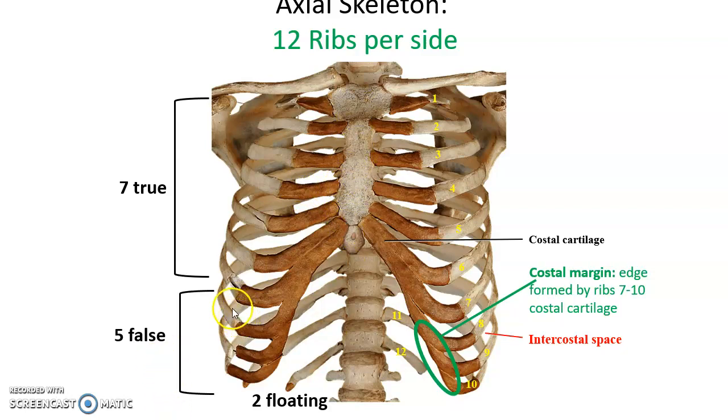Ribs 8 through 12 are known as the false ribs. The false ribs either have their costal cartilage attached to the costal cartilage of rib 7, or they don't attach at all. And then finally, ribs 11 and 12 are also known as the floating ribs because, again, they do not attach to the sternum at all. There's the costal cartilage attaching the ribs to the sternum. The edge of the costal cartilage is known as the costal margin. The spaces between the ribs are the intercostal spaces.